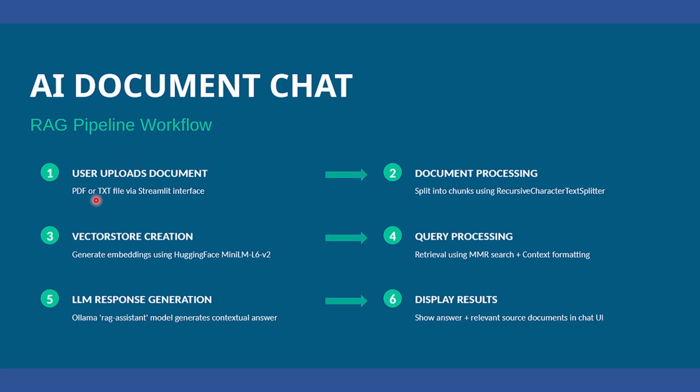Firstly, the user uploads the document. Currently I have it for PDF and text files via a Streamlit interface. Then the document is processed, and the processed chunks are stored in a vector DB. It creates the embeddings using Hugging Face MiniLM-L6, and then comes query processing, basically retrieval of the query, then LLM response generation, and then it displays the result. So this is the overall workflow of the project.